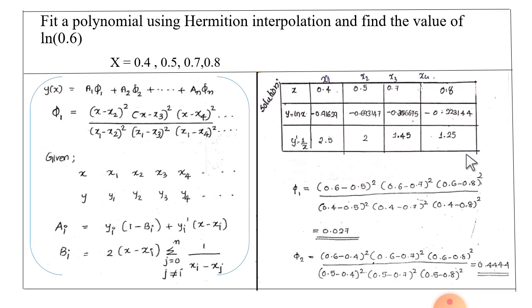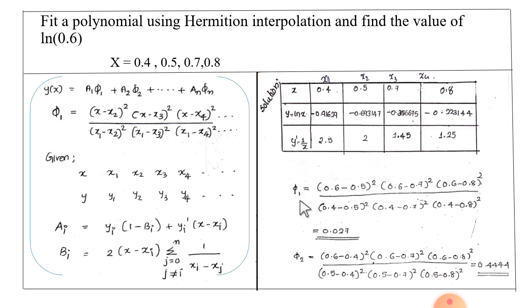Then you have to find the value of y dash. y dash is required for finding ai. So y dash is equal to 1 by x: 1 by 0.4, then 1 by 0.5, then 1 by 0.7, then 1 by 0.8. Those values have been given here.